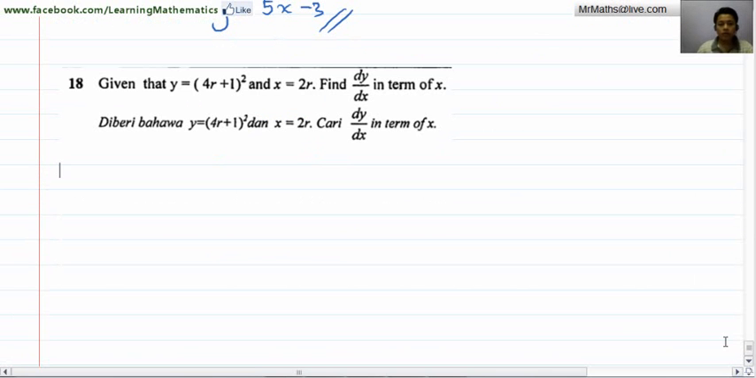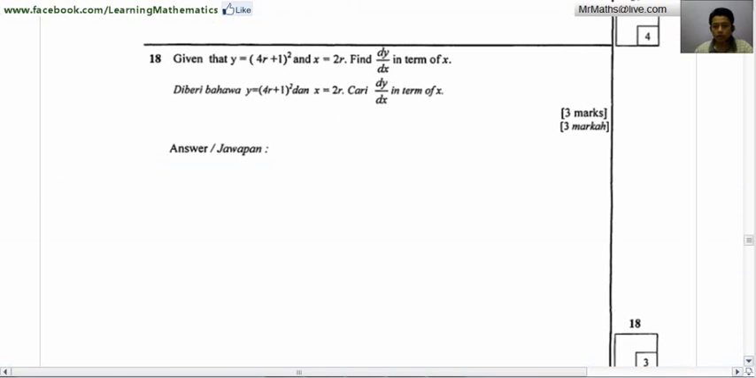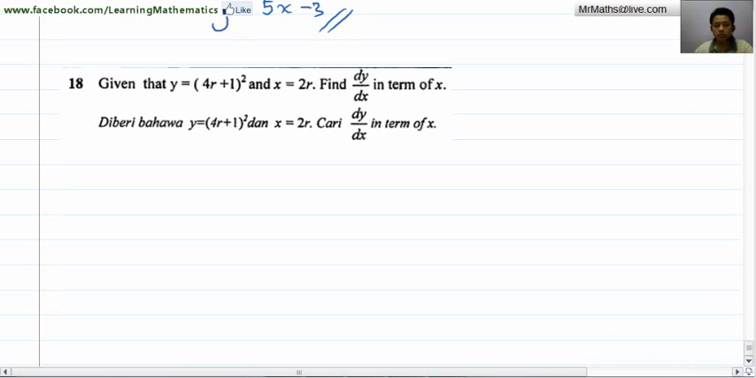Given that y is equal to (4r + 1) squared and x is equal to 2r, find dy/dx in terms of x. I can see that there are quite a number of ways to do this. How many points does this one carry? 3 points. Okay, not bad. Let me just show you a few ways to do that.